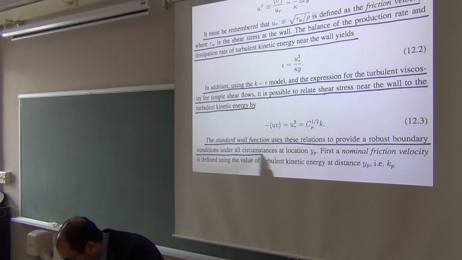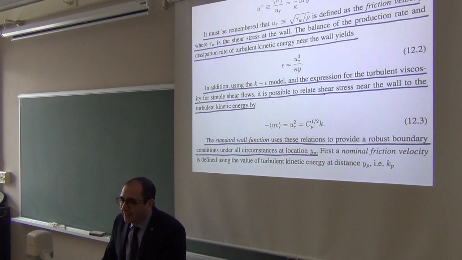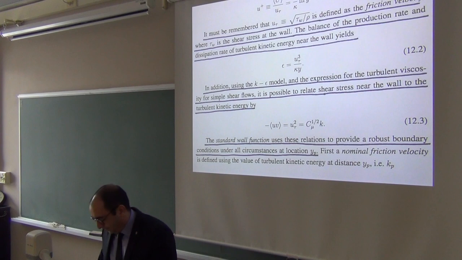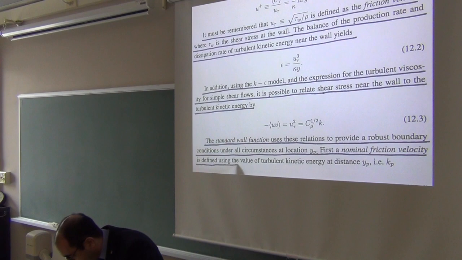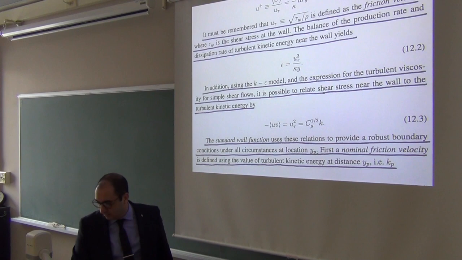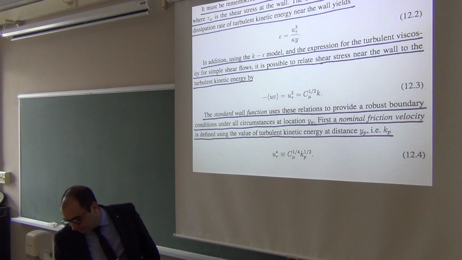And that's the subject of the next page, which I talked about. So let's see what the process is. Well, it's more like a recipe. You follow a number of steps, and you get there. So let's see where the process begins. In the first place, a nominal friction velocity is defined using the value of turbulent kinetic energy at distance yp. So let's say you have a nominal turbulent kinetic energy Kp, you define a nominal friction velocity.